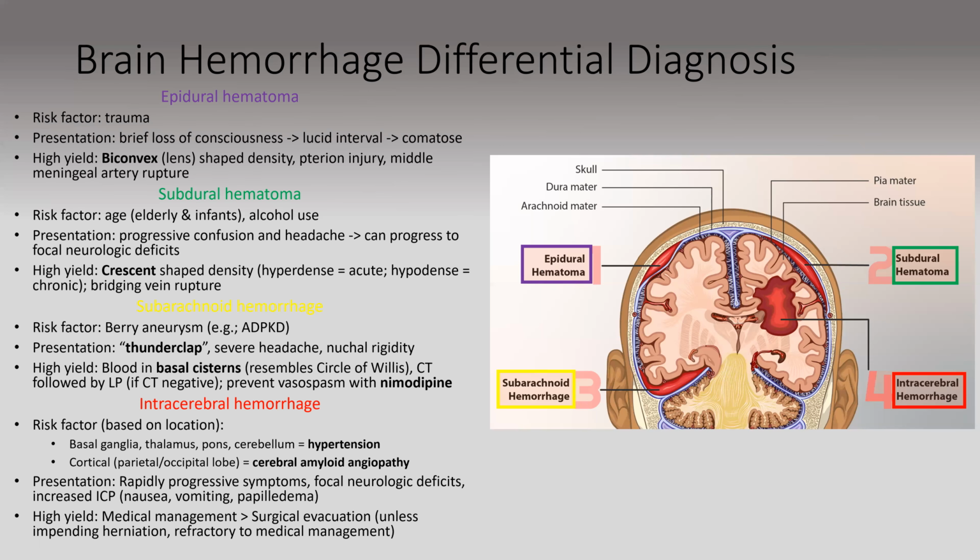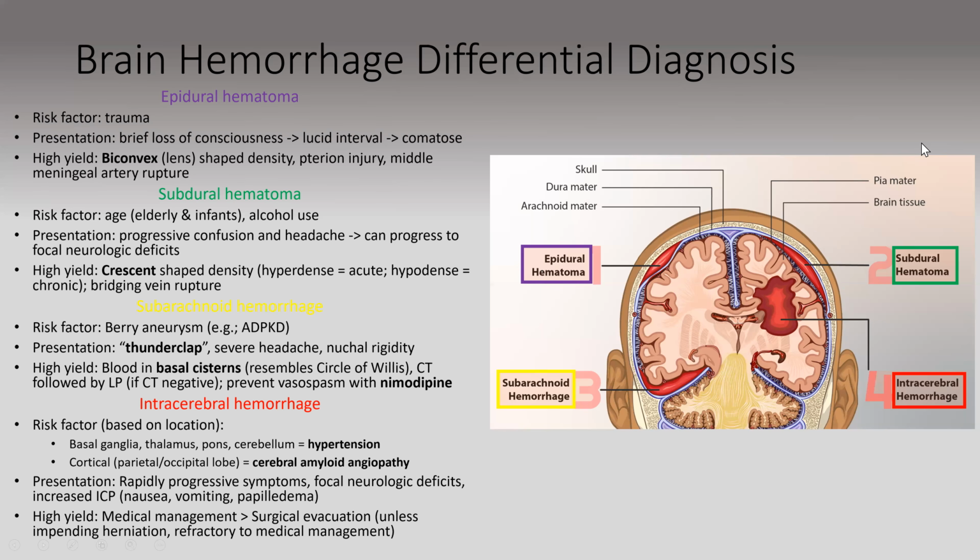Remember that instead of a biconvex shape density, we instead have a crescent, and that's because as it extends below the dura, it escapes past the suture lines, and so it extends and basically is compressed against the cortex here. So it appears as a crescent on imaging.